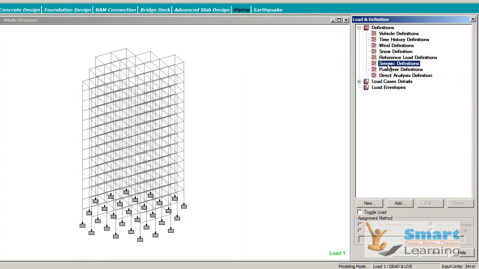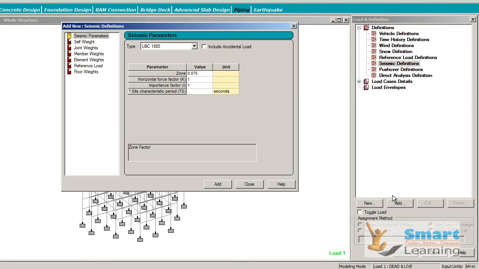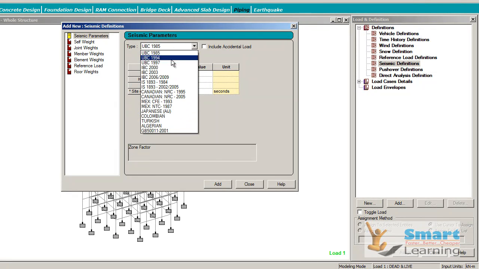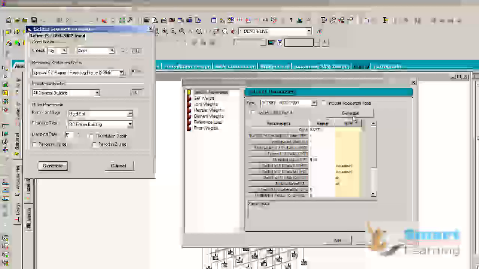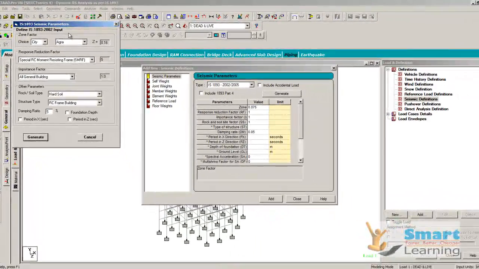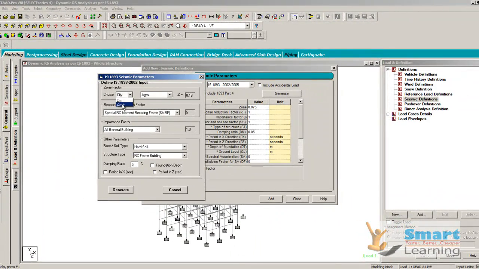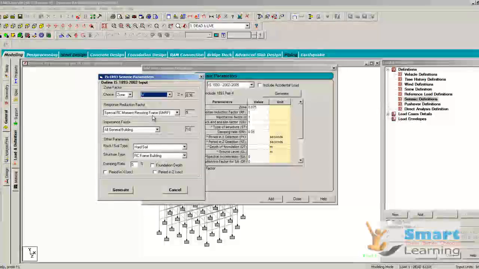So if you go to the seismic definition and go to add, here you can see the seismic parameter. I am choosing here IS 1893 2002 2005, and once you go to generate, it generates based on these factors. So I'll choose zone as 5, and here you can see the zone factor, the special RC moment resisting frame. So the response reduction factor will be 5 here.